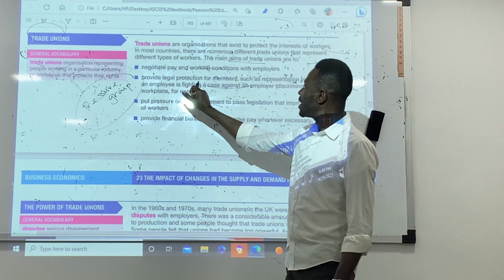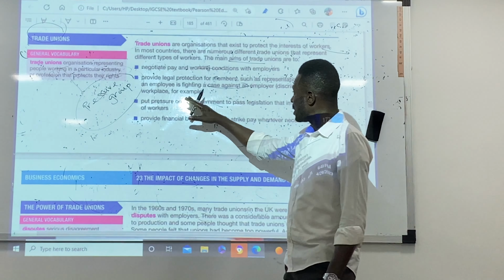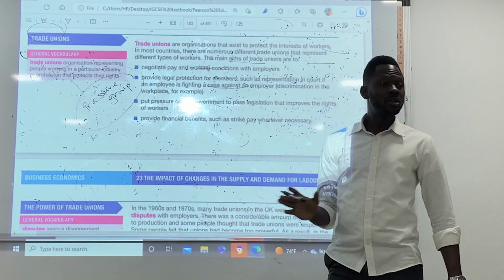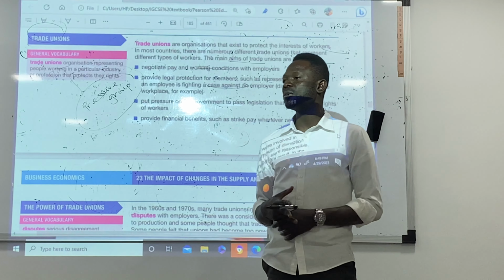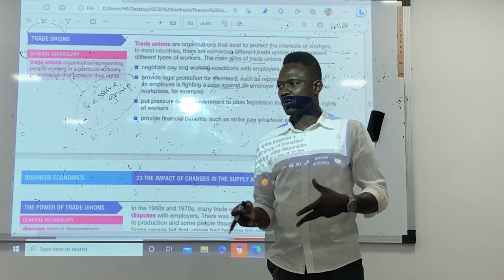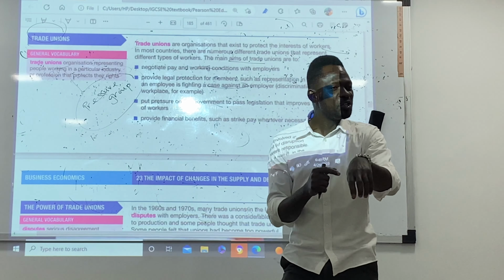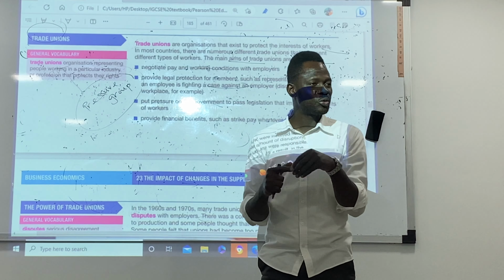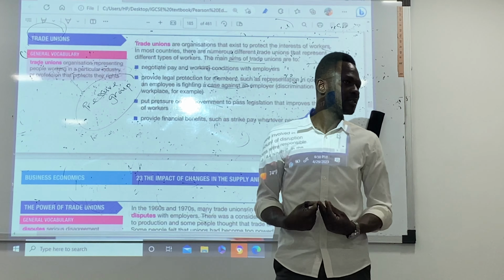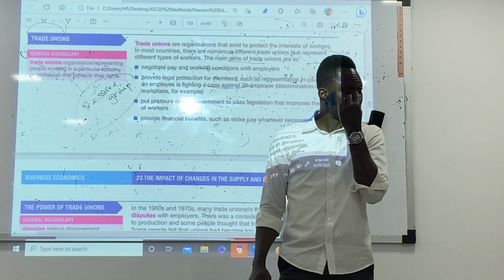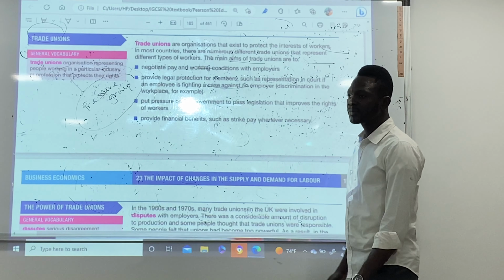The second one: provide legal protection for members, such as representation in court if an employee is fighting a case against an employer. So if you have a court case with your employers, they will represent you. They will not allow you to just go alone, because you are part of their members. What the trade union does is ensure that their members are protected. That's why you are paying the fee, to protect you.